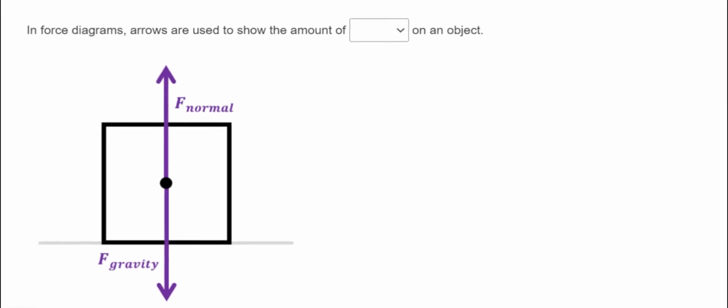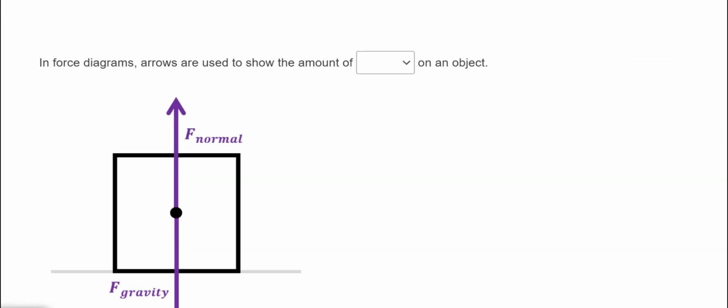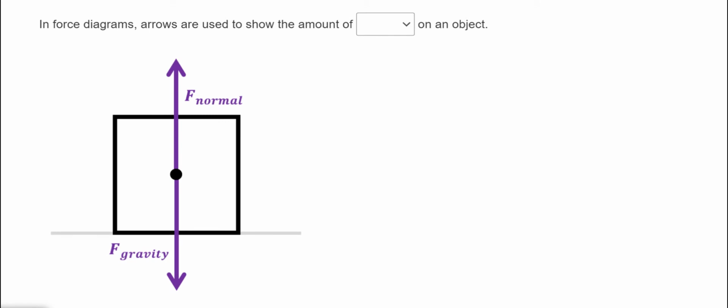Okay, so in a force diagram like this guy right here, these arrows that are going kind of up and down here are used to show the amount of force on an object. That's why they're called force diagrams. Sometimes they're also called free body diagrams, and that doesn't kind of tell you the force thing is right out. But usually also we'll have kind of next to the arrow an F for force and then a little subscript there to tell us what kind of force it is, like gravitational force or the normal force. Okay, so these arrows are used to show the amount of force on an object and in what direction those forces go.